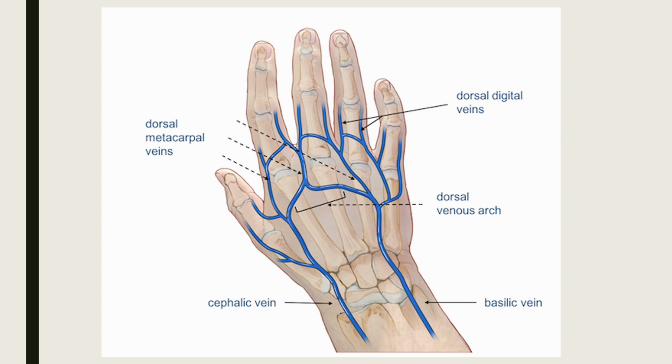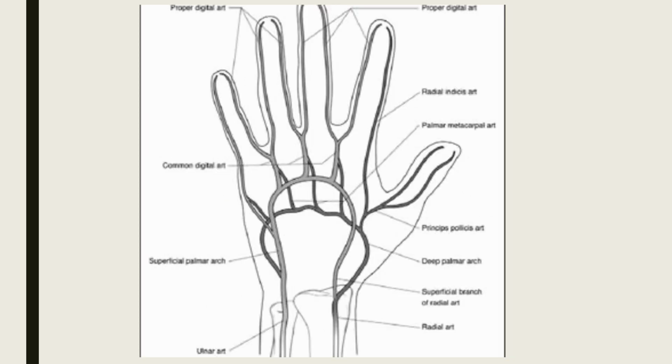The superficial veins of the hand include dorsal and palmar digital veins and the cephalic vein. The deep veins of the hand include the superior and deep palmar venous arches and the palmar and dorsal metacarpal veins.